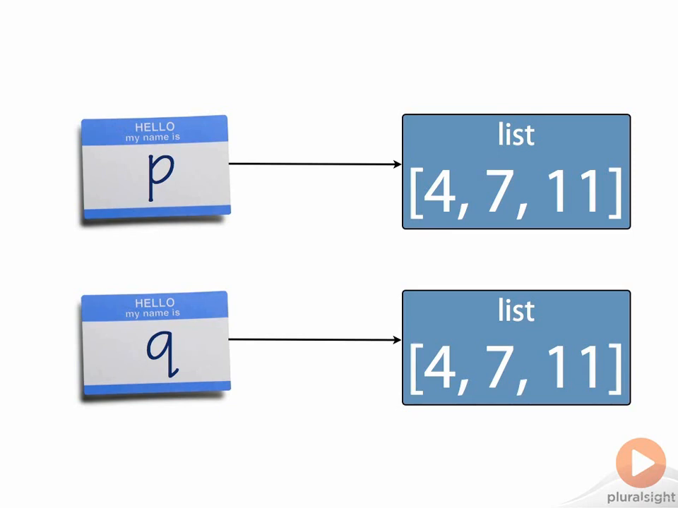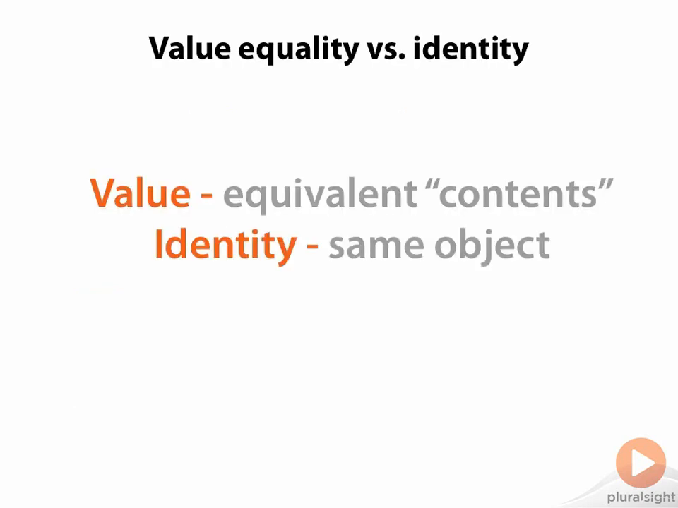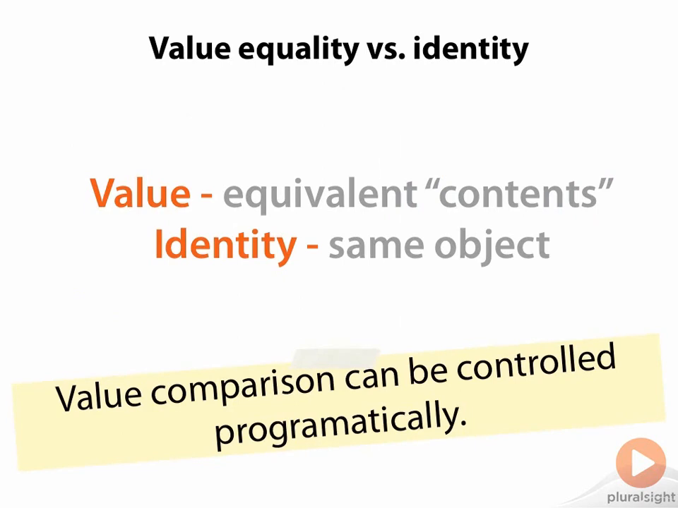Value equality and identity are fundamentally different notions of equality, and it's important to keep them separate in your mind. It's also worth noting that value comparison is something that is defined programmatically. When you define types, you can control how that class determines value equality. In contrast, identity comparison is defined by the language, and you can't change that behavior.